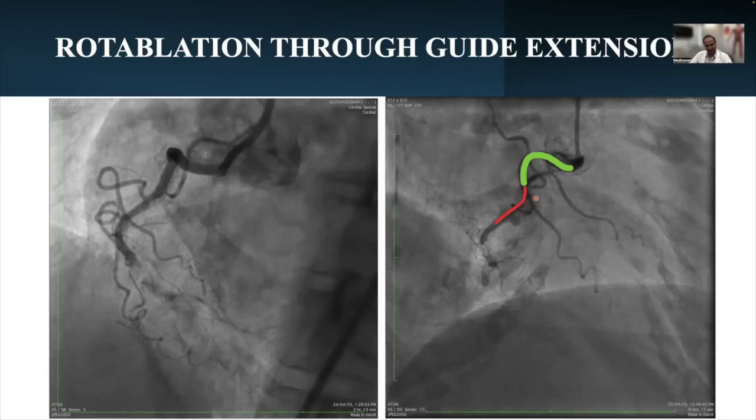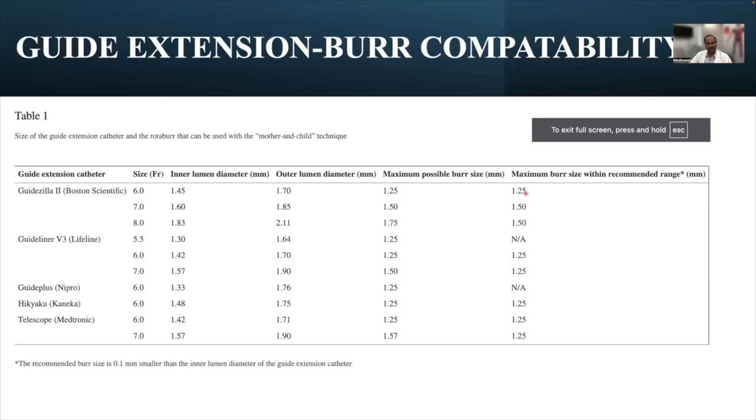And for this, one more important thing is always start with a small burr in such situations to prevent vessel perforation or deep furrowing by the rotablation burr. So this is what we have to understand before you take burrs through guide extension catheter.